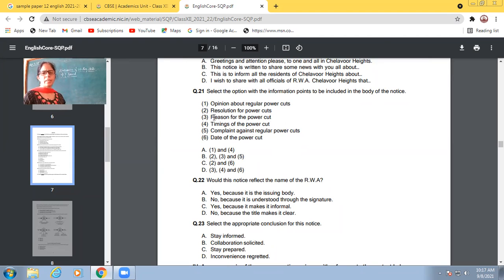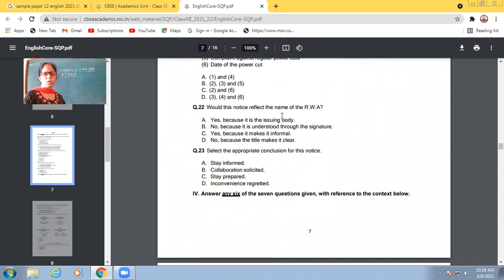So what is the answer then? Reason, timing, and date of power cut. These three options are correct. That is 3, 5, and 6. Not 5, sorry. 3, 4, and 6. So 3, 4, and 6 are there in option number D only. So that is the correct option.